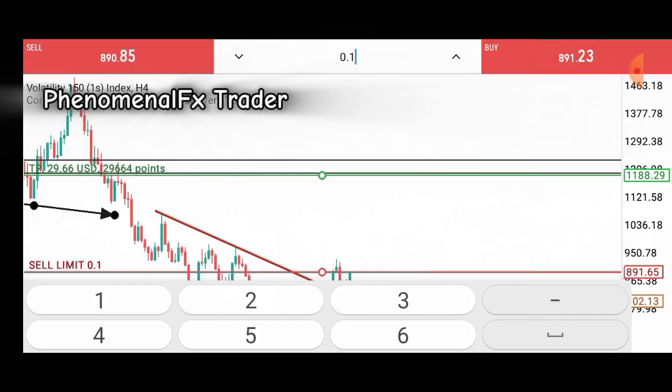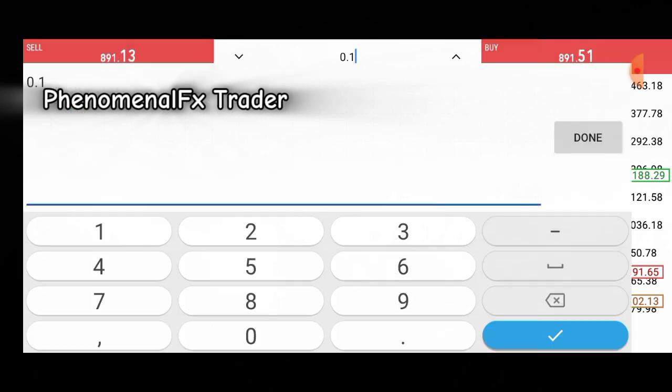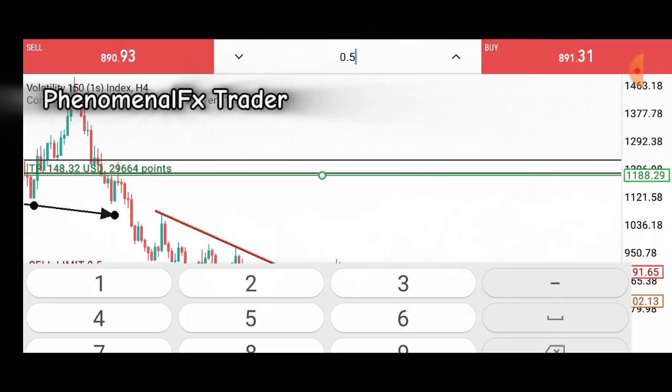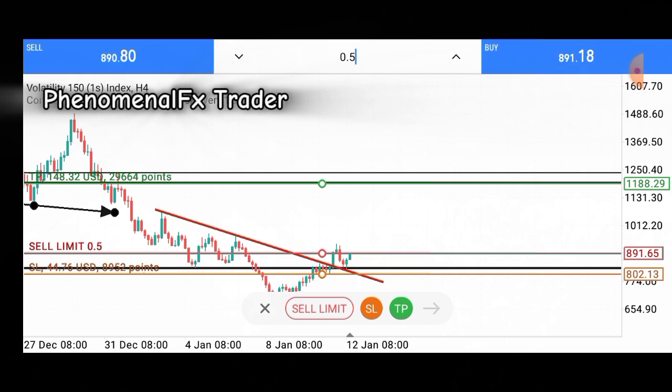If you do this on the minimum lot size and you're able to make some reasonable profit, you can easily try 0.1. With 0.1 you're making $29, and your risk is just 8.9. Then you can even increase your lot size to maybe 0.5 depending on your account size. This is over $100, almost $150. Mind you, you will not just put your stop loss here. You'll be trailing your stop loss.